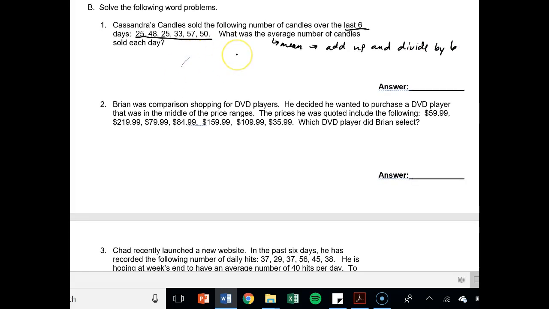Show the work here. Brian was comparison shopping for DVD players. He decided he wanted to purchase a DVD player that was the middle of the price range. So middle of the price range, that's the median, right? And how are we going to do that? We're going to order from least to greatest and find the middle.